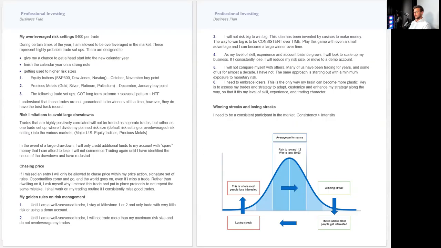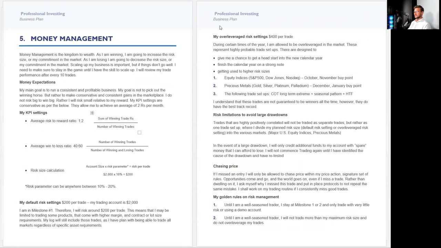as we are basically moving from one extreme of the bell curve to the other extreme of the bell curve. But let's cover money management and finish that off here as well.